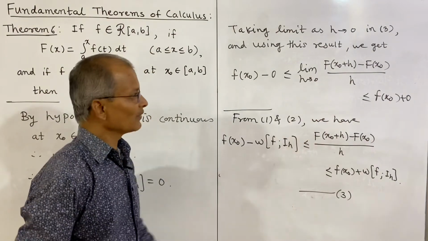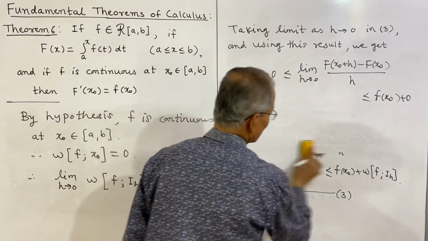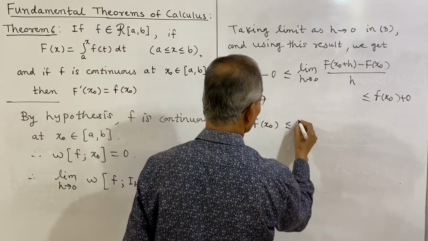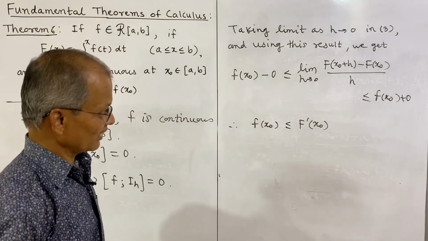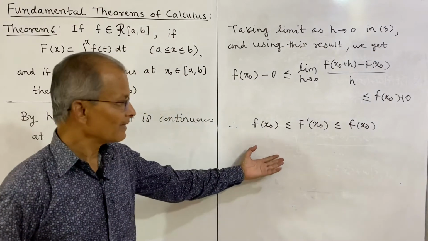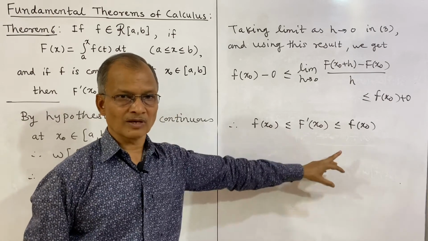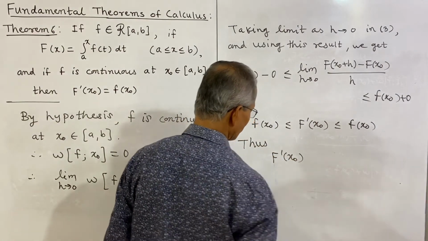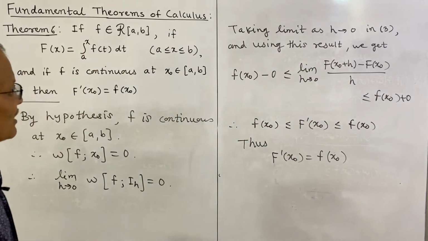What is the middle term? That is, by definition, the derivative of capital F at x naught, and thus we have f of x naught is less than or equal to the derivative of capital F at x naught, and that is less than or equal to f of x naught. Now, what does this imply? This value lies between these two terms, meaning it must be equal to the same. So all must be equal, and hence we have capital F dash of x naught is equal to small f of x naught, and this x naught is in the interval a to b.